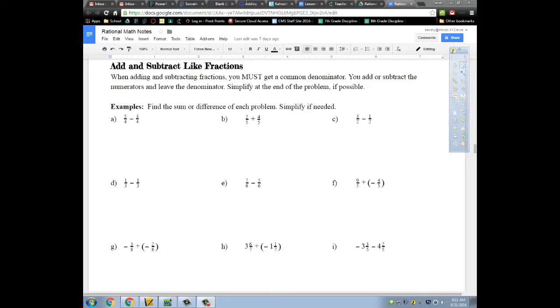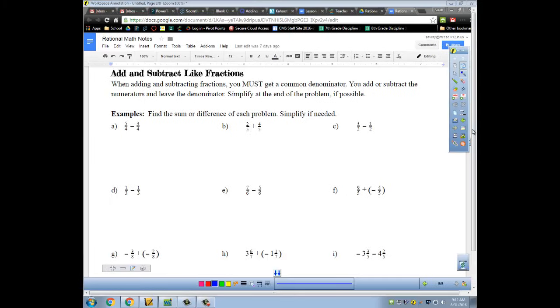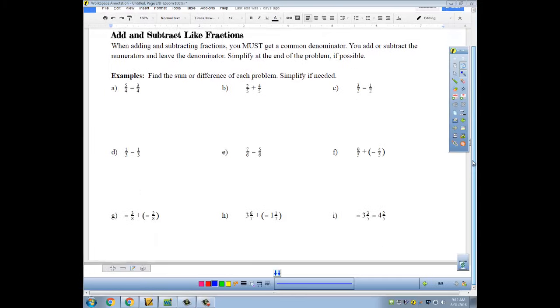Today we are working on adding and subtracting like fractions. So like fractions just mean that your denominator is already the same. So when adding and subtracting fractions, you must have a common denominator. All the problems that we are doing today already have that, so it helps us out.